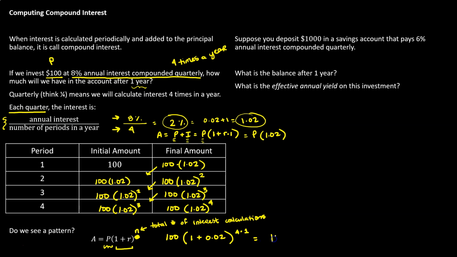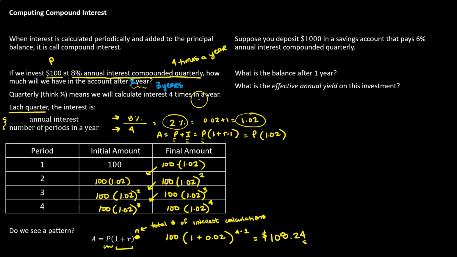The final amount is $108.24 rounded to the nearest cent. If we had let this go on, maybe instead of calculating it for just 1 year, maybe we had said, let's do 3 years.